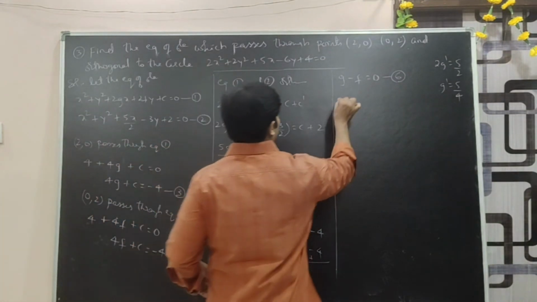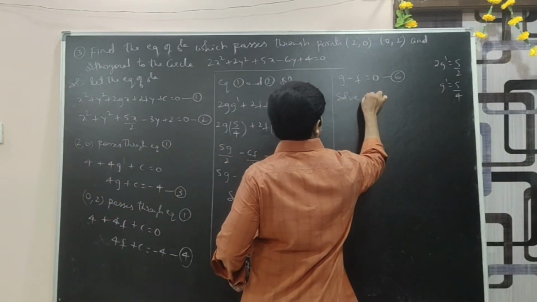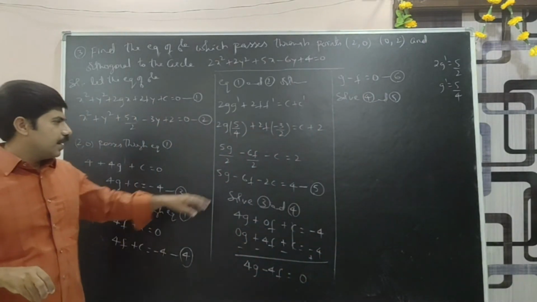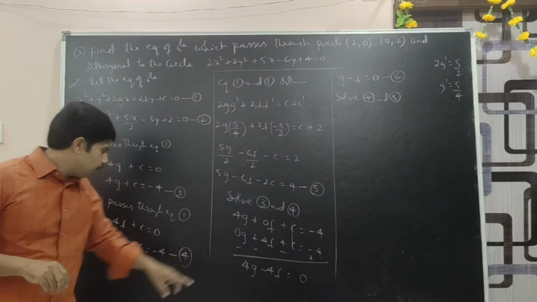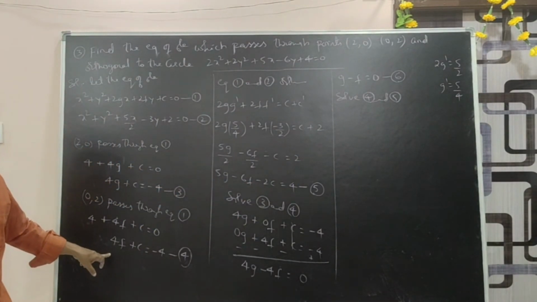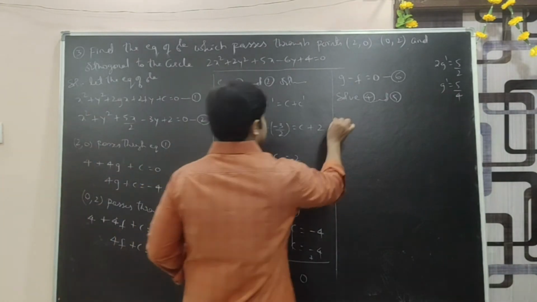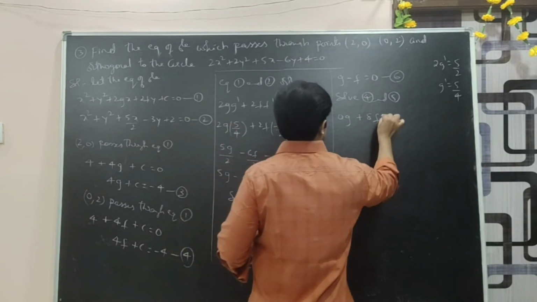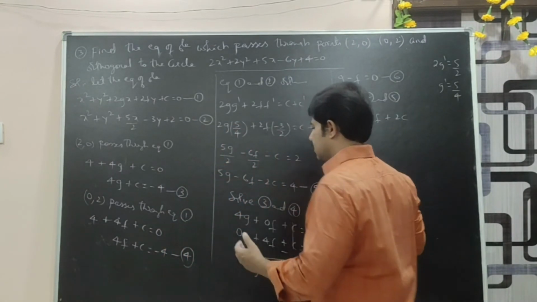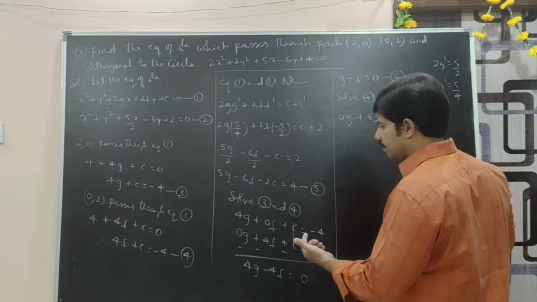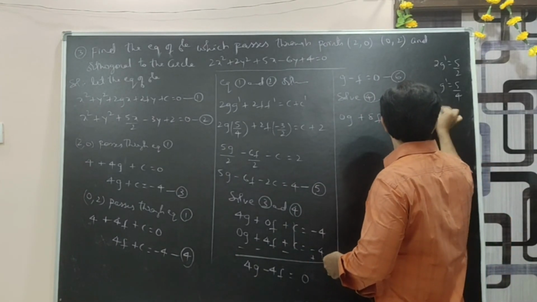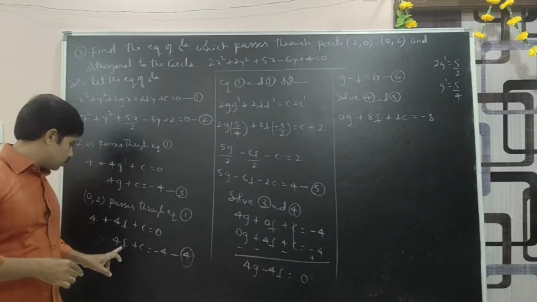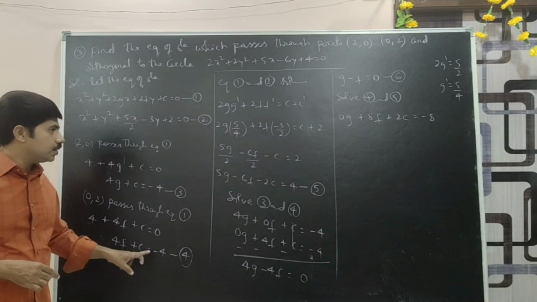So solve 4 and 5 and eliminate c. Before eliminating c, in equation 5 we have 2c, so I will multiply the 4th equation with 2. So what do we get? 0g plus 8f plus 2c is equal to 8, since I am multiplying with 2. So 4 2's are 8 and 2c is equal to 8.